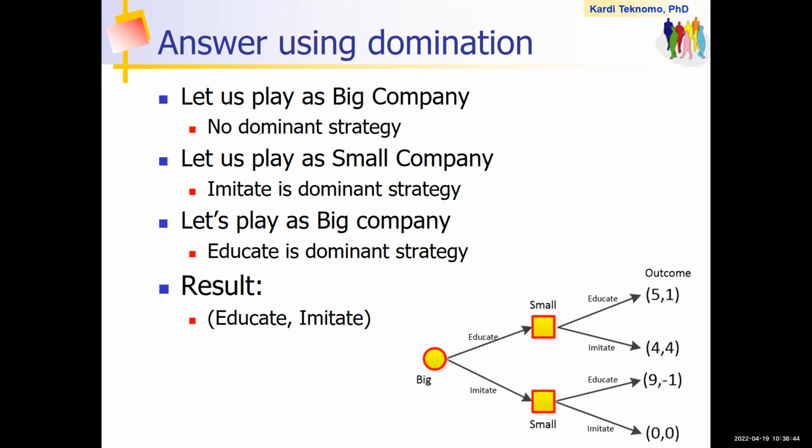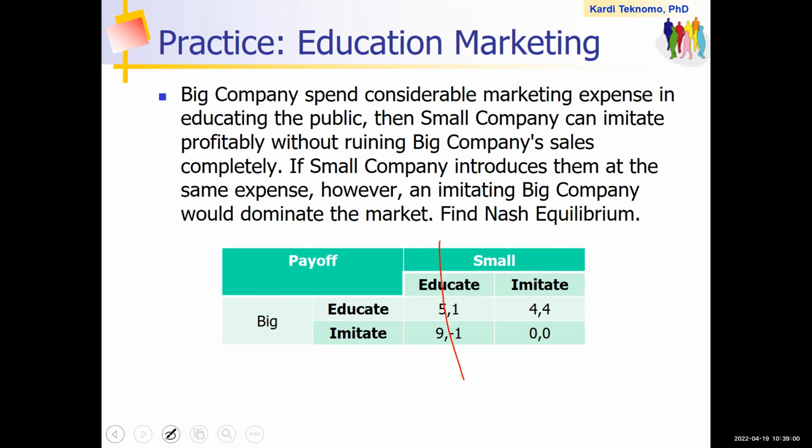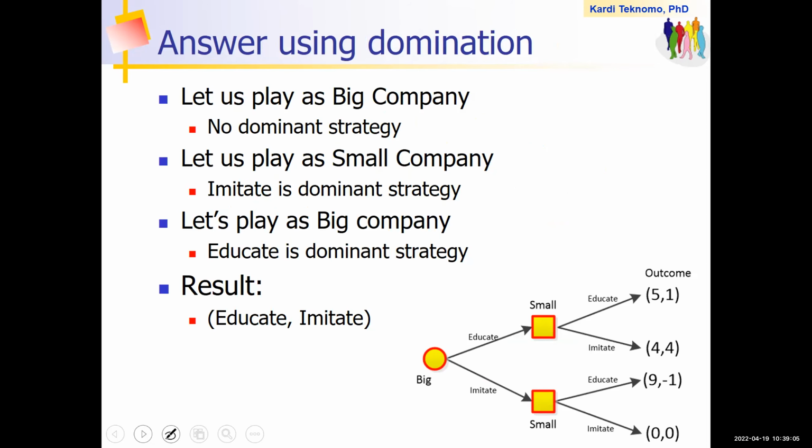Yeah, if you play as big company, there is no dominant strategy, and if you play as small company, imitate is the dominant strategy. Okay, imitate is the dominant strategy, and then you play as big company.